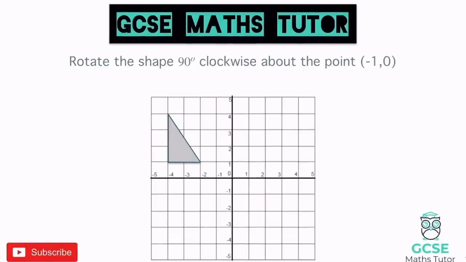Okay, so rotate the shape 90 degrees clockwise about the point minus 1, 0. So first thing to do is obviously to locate that point, which is minus 1 across, not up and down, so minus 1, 0 is just there. The next bit, this is a lot easier if we have some tracing paper.